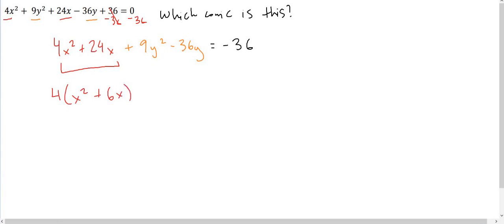Now, for the y, same thing. We don't want to factor out a 9y, even though we technically could, because it's going to be harder for us to mush into the form that we want. So we're just going to factor out a 9. So we have our 9 pulled out, and then we're multiplying 9 by y squared, so that's going to be our first term in here. And then what number will we multiply by 9 to get negative 36y? That's just going to be a negative 4y. And then all of this is equal to negative 36.